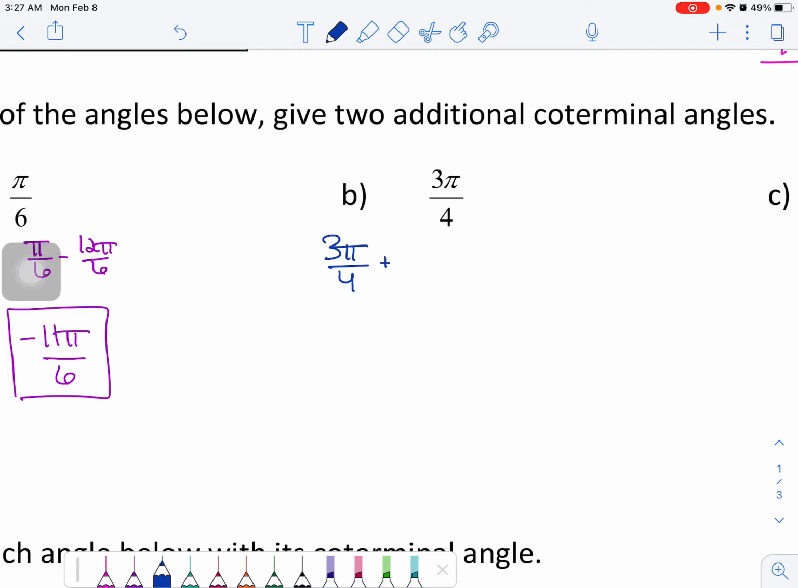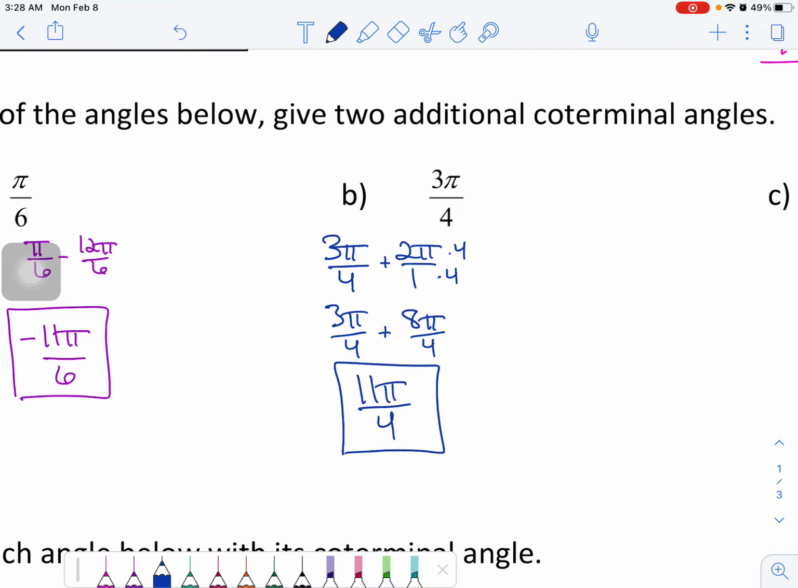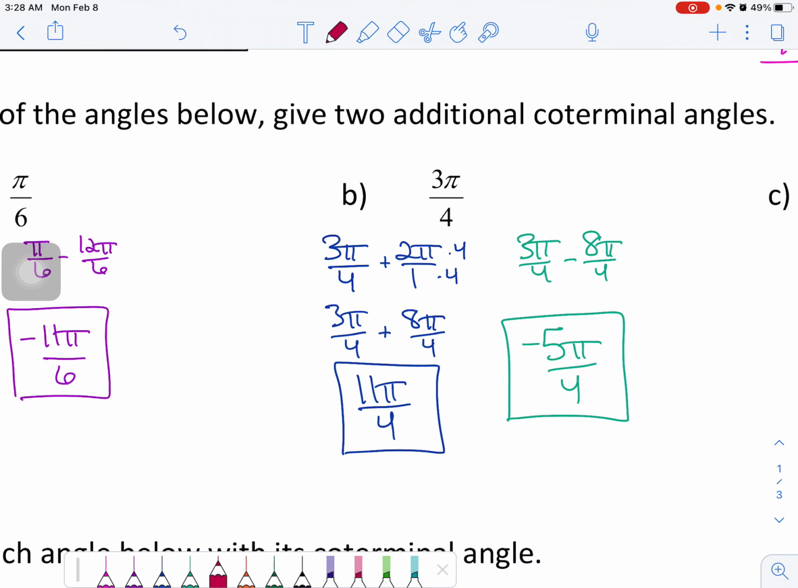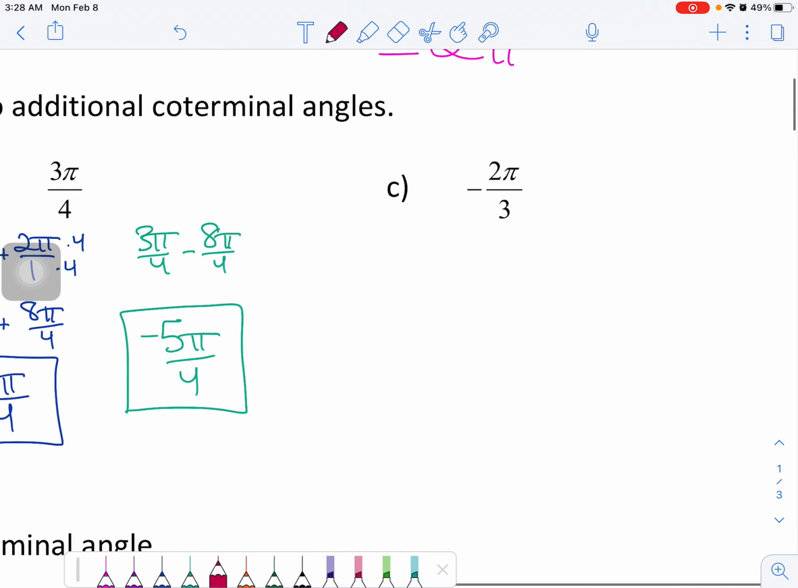3 pi over 4, I can do the same thing. So 3 pi over 4 plus 2 pi. Well, that's going to be 2 pi over 1 times 4 over 4. So we're going to add 8 pi over 4. 8 divided by 4 is 2, so that kind of helps me to learn what's going on there. 3 pi over 4 plus 8 pi over 4, 11 pi over 4 is one possibility. And I could take 3 pi over 4 and subtract 8 pi over 4. Remember, that's the same thing as 2 pi, so I'm subtracting a full revolution. So that'd be negative 5 pi over 4. So again, that's just a possibility.